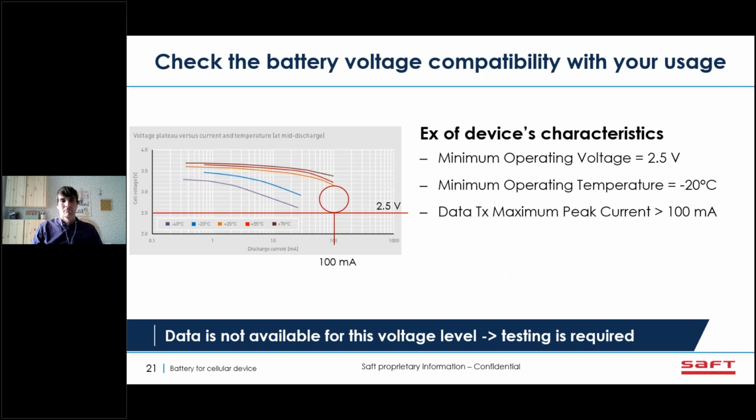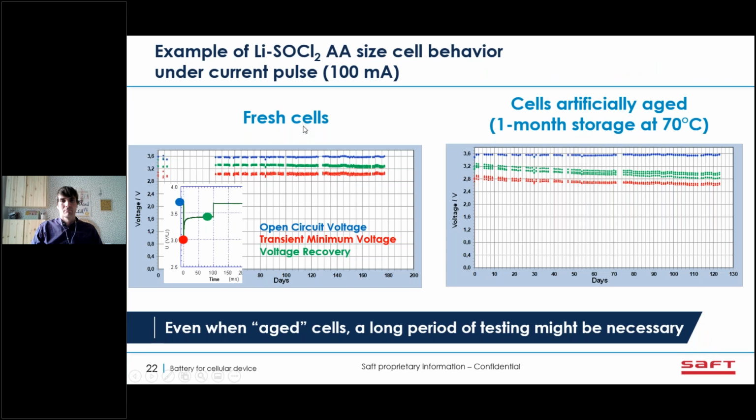Typically, when I do the test on fresh cells, I will see different kinds of voltage. For lithium thionyl chloride, so SOCl2 electrochemistry, every time you ask for a current pulse, a current peak, the voltage response of the battery will first drop down and afterwards will recover. So you can have 3 levels of different voltages.